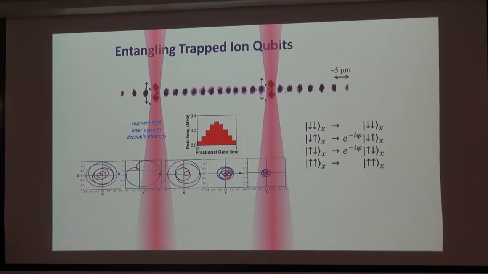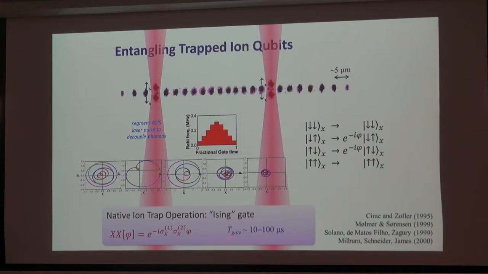Our gates operate, this leads to an adjustable phase XX gate in the X basis of the qubit, with typical gate times of 10 to 100 microseconds. I point out that this is an example of a Molmer-Sorensen gate, which is first order insensitive to the thermal motion of the ion, so does not require ground state cooling of these modes.